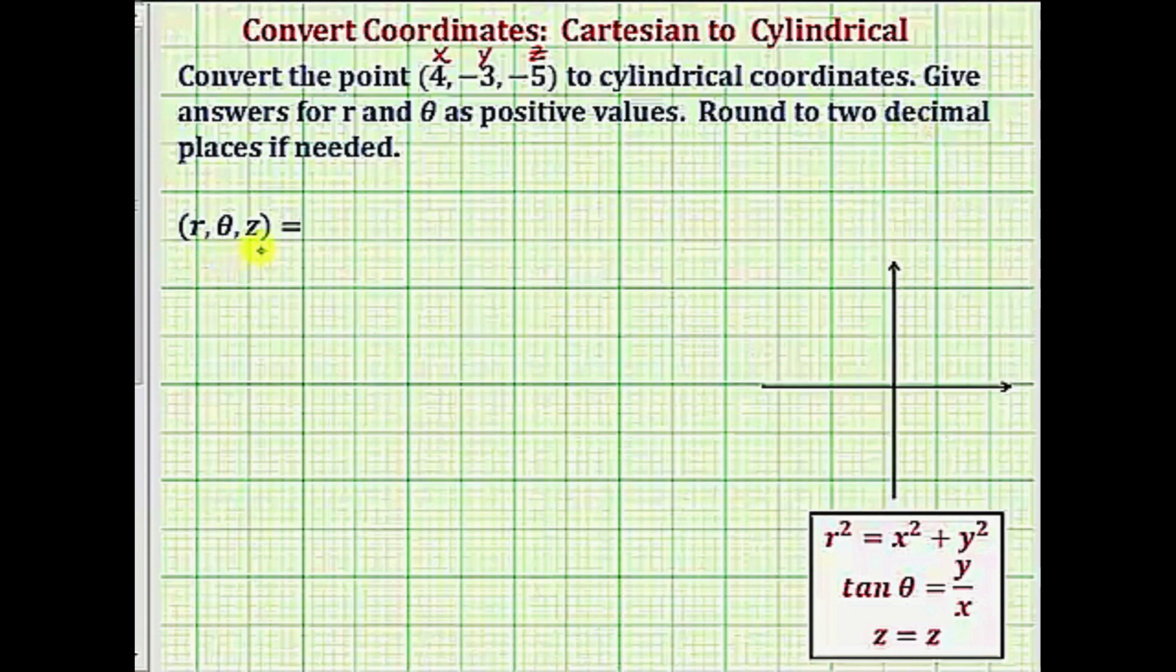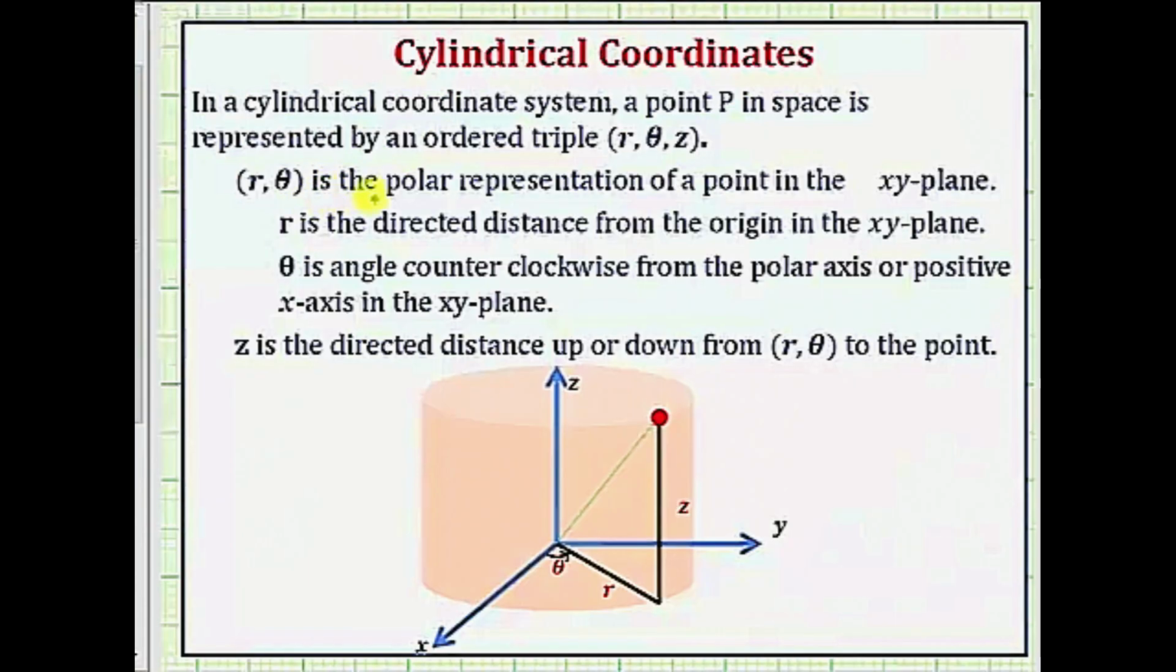So to find r, theta, and z, we'll use our formulas here below, but for a quick review, r, theta is the polar representation of a point in the xy plane, where r is the directed distance from the origin in the xy plane, this distance here. Theta is the angle counterclockwise from the polar axis or positive x-axis in the xy plane pictured here. And finally, z is the directed distance up or down from r, theta to the point, which would be this directed distance here.